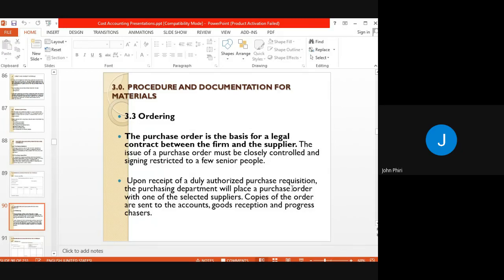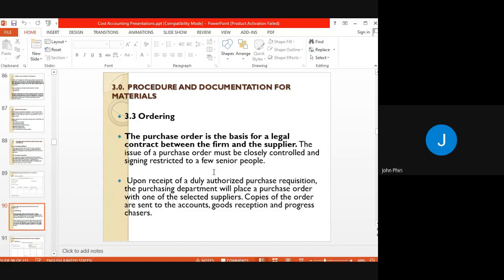How many copies need to be done? It depends on the company regulations. Some companies are going to tell you we need 4 copies. One copy remains with the department. Another copy goes to accounts. Another copy goes to stores and things like that. Another copy goes to the supplier himself. That's how it is raised.